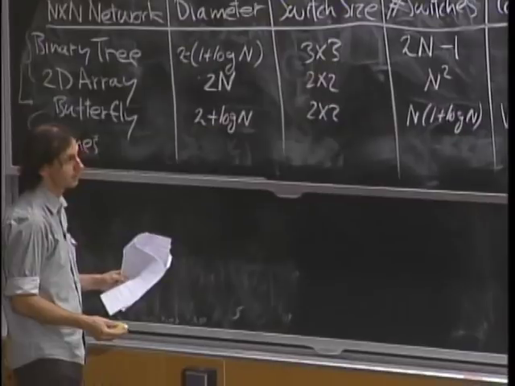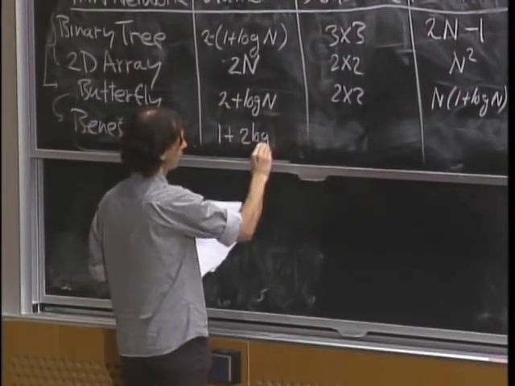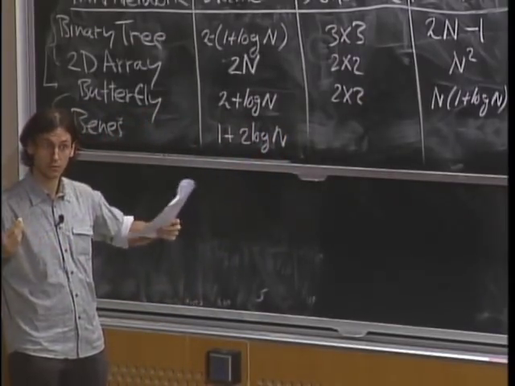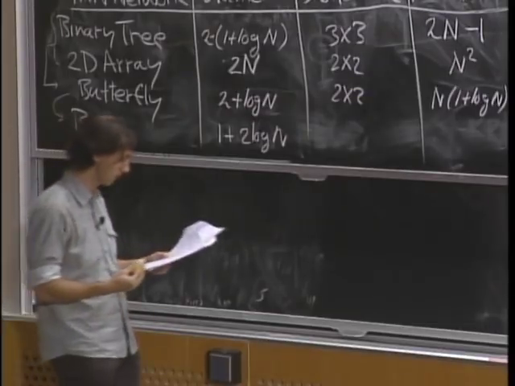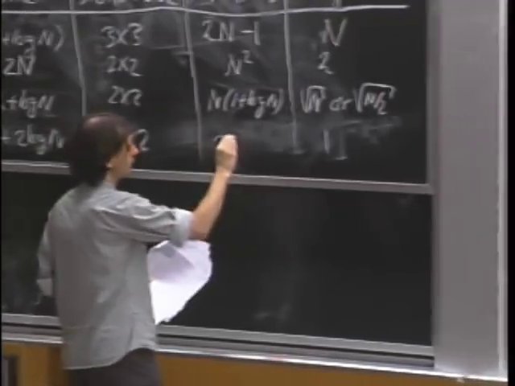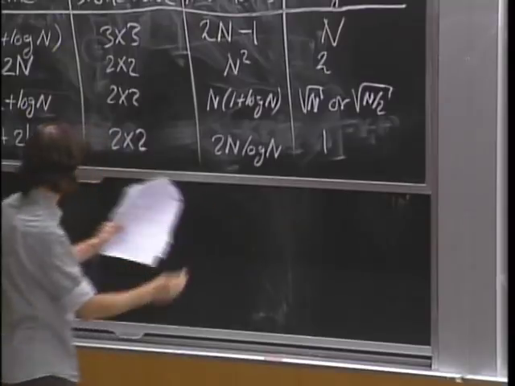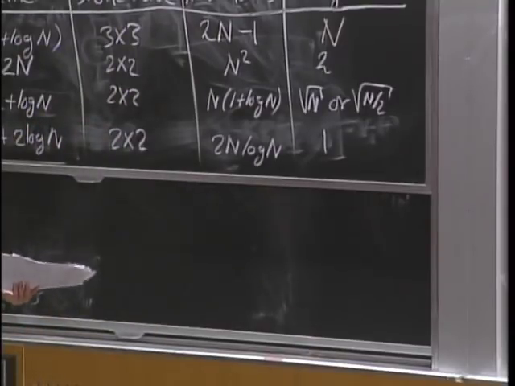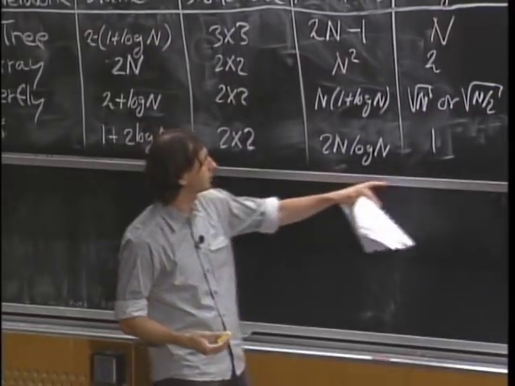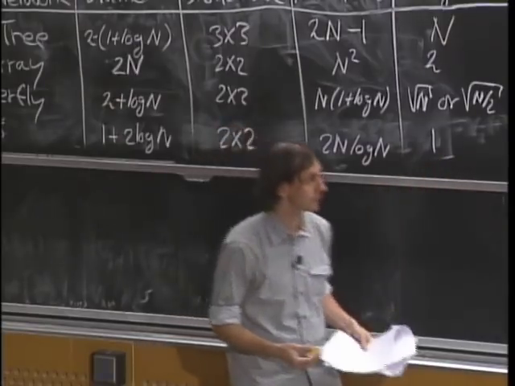So let me put in the other parameters. So they stay approximately the same up to that the diameter is about twice as large because we added another sort of whole butterfly structure to it. The switch sizes stay the same. We again have about 2 times more switches. So they sort of stay about the same up to a linear factor, like a constant factor. And the congestion, however, completely dropped down to 1. So that's what we're going to prove now.